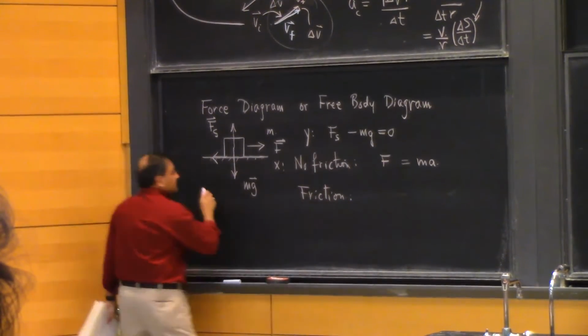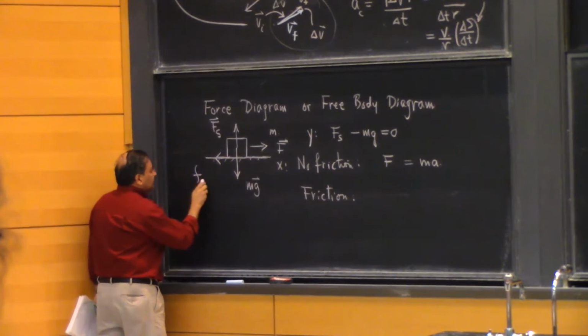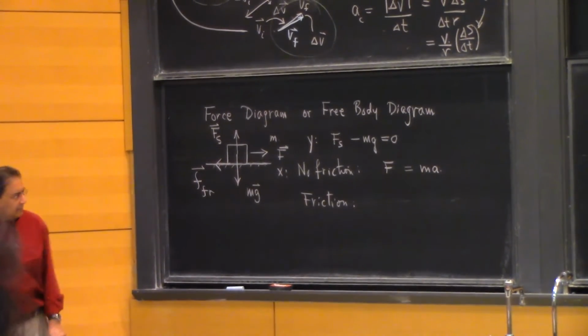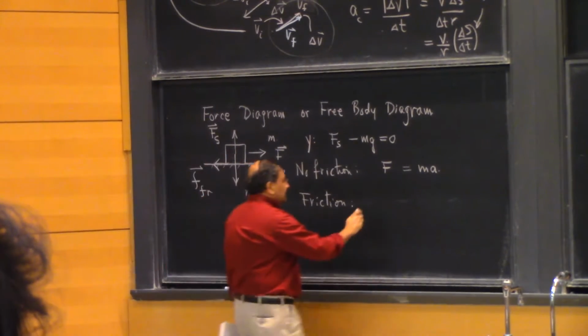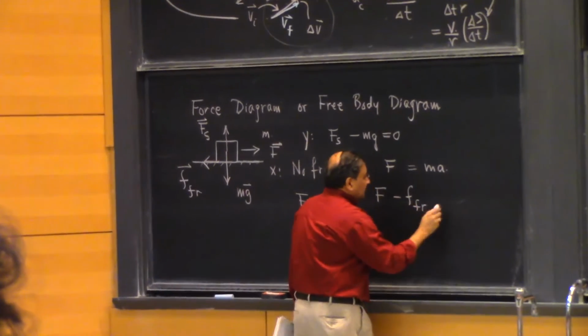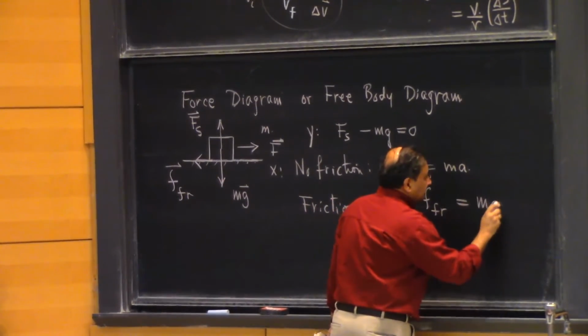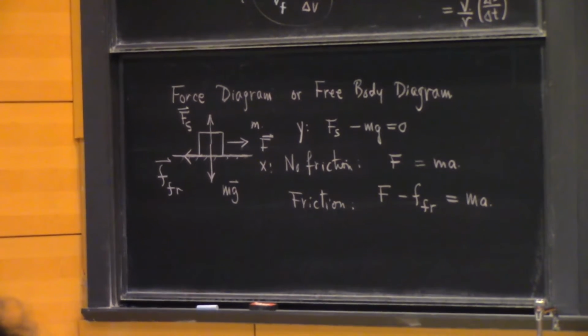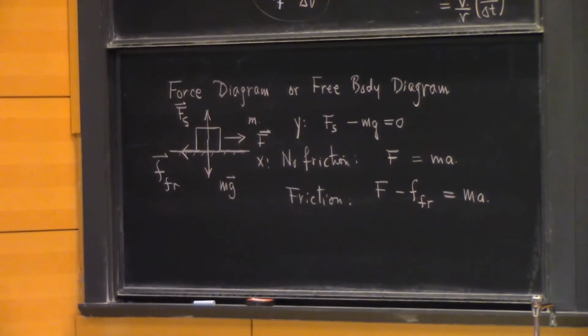So friction will always be an opposing force, and let me write friction as F friction. Therefore I would say that my rightward force is F minus F friction, which must be equal to ma. So that is the case for the horizontal motion. This is the case when there is friction.